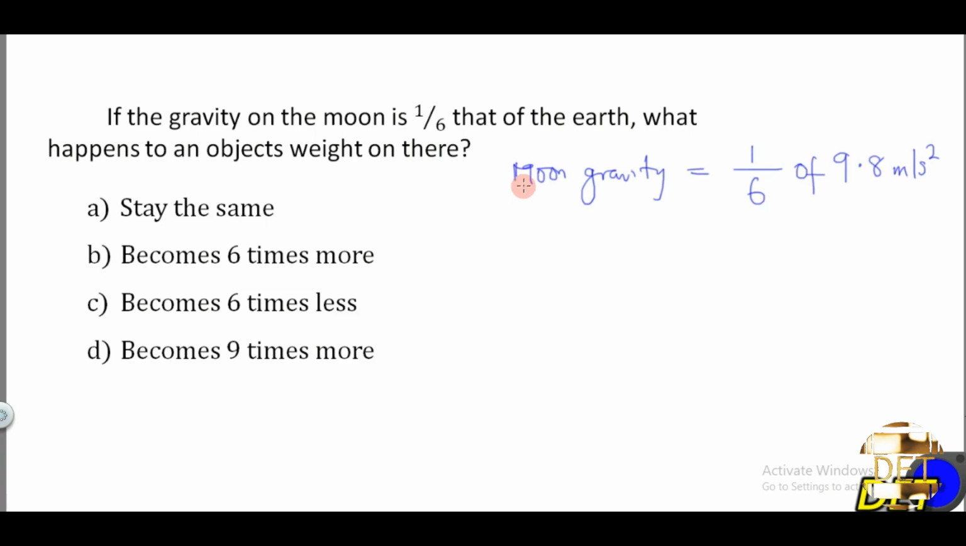So if the moon's gravity is equal to 1/6 of the gravity on earth, what will now happen to the weight of the object on the moon? So the moon's gravity, according to what is given to us in this question, will be equal to, of means times in mathematics, right? So that will be 1 times 9.8 divided by 6.